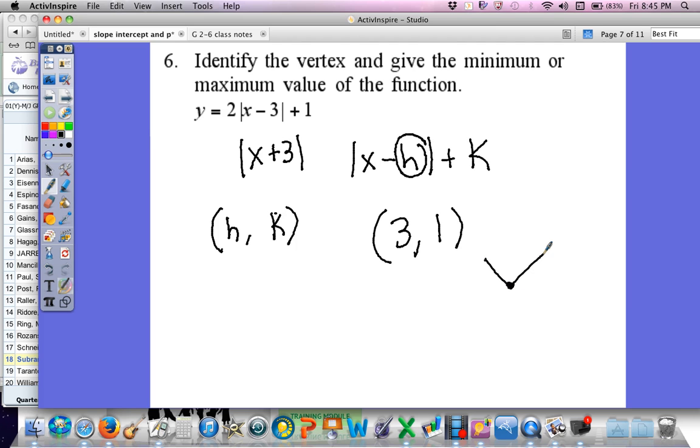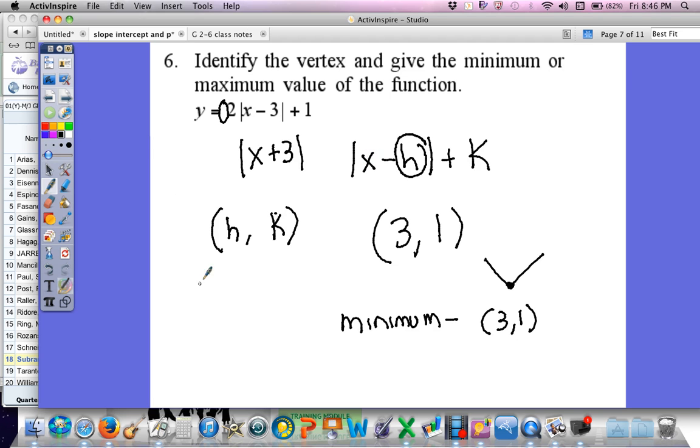They want to say whether that's a minimum or a maximum value. So I know that this is going to go through (3, 1). I know it's going to open up because this slope here is positive. So this is a minimum value.